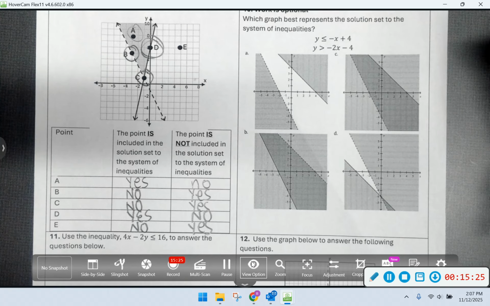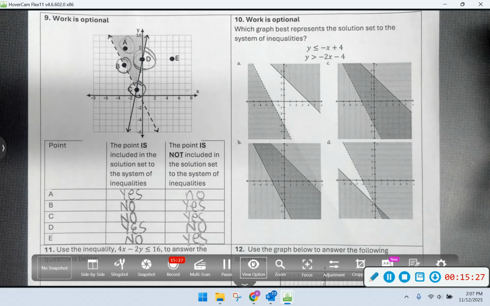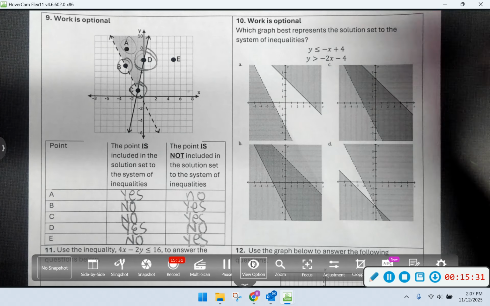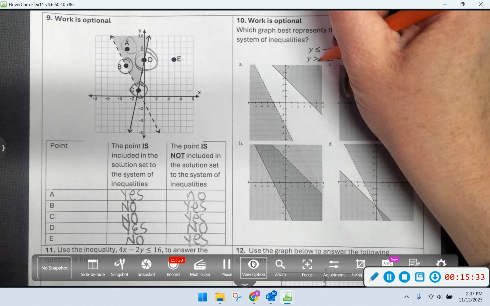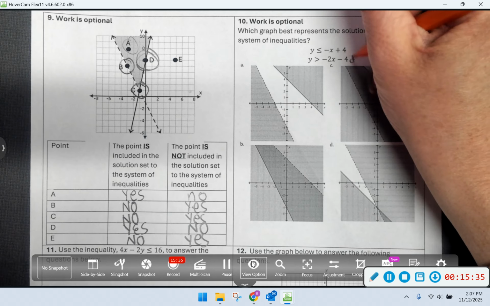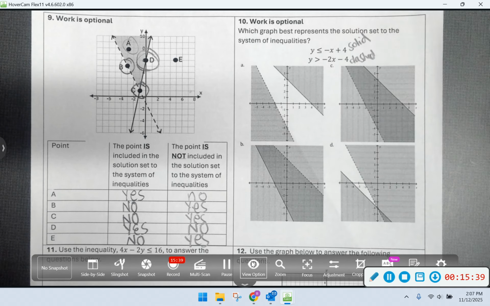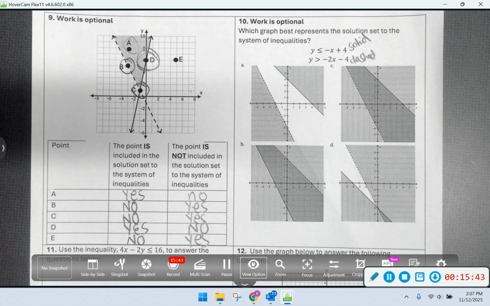All right. Okay, number 10. Number 10, we have a dotted line and a solid line. So I'm going to see if there's any I can cross off. Unfortunately, no, because all of them have a dotted and solid line.